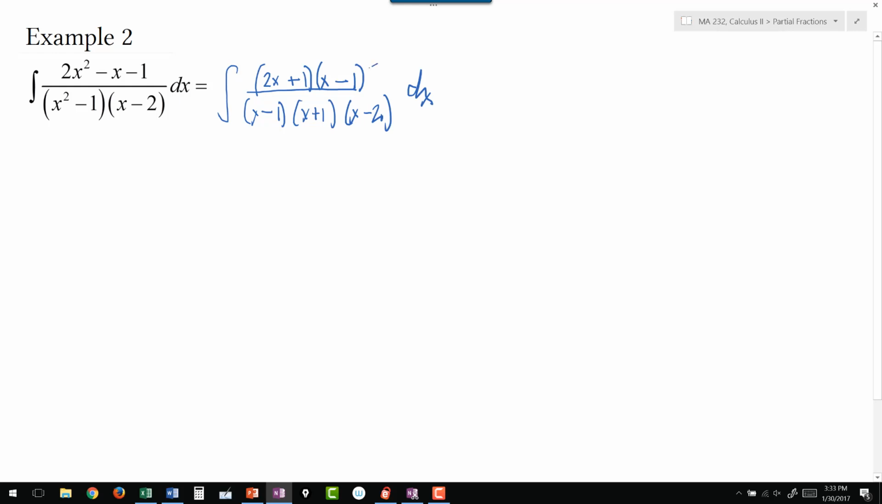And that has the benefit of allowing us to cancel one of the terms in the denominator. So that's really going to simplify the problem, because instead of having 3 fractions to worry about, we'll be back to a familiar case where we only have 2.